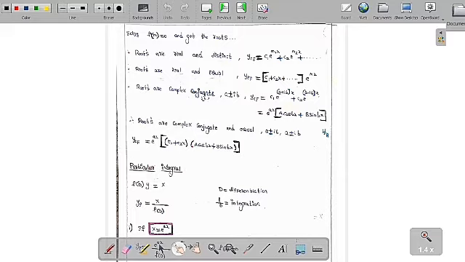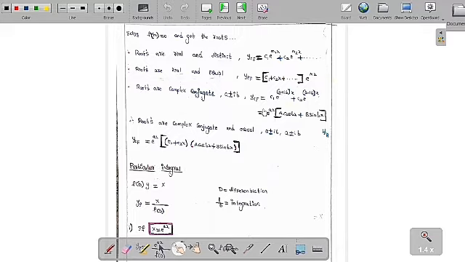Suppose the roots are complex conjugate. Complex conjugates always come in pairs. So if the roots are a plus or minus ib, then y_CF is nothing but c1 e^((a+ib)x) plus c2 e^((a-ib)x). Wherever m1 is there, I substitute a plus ib, and wherever m2 is there, I substitute a minus ib.